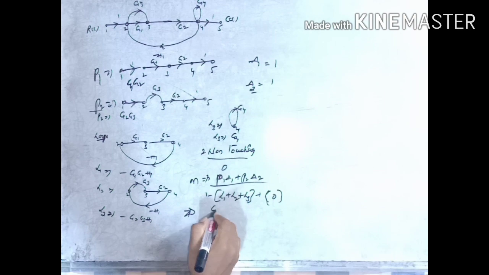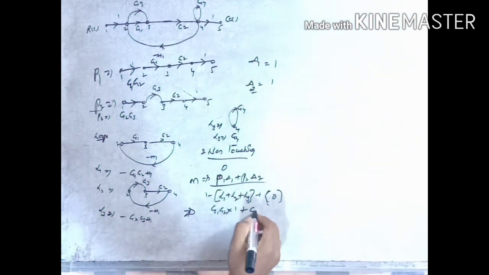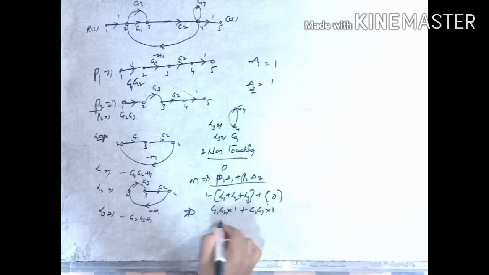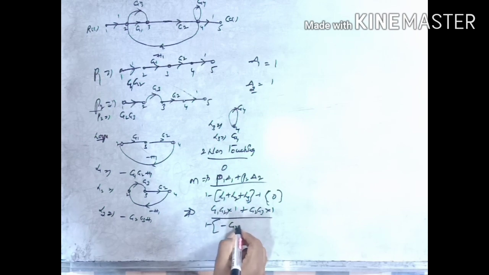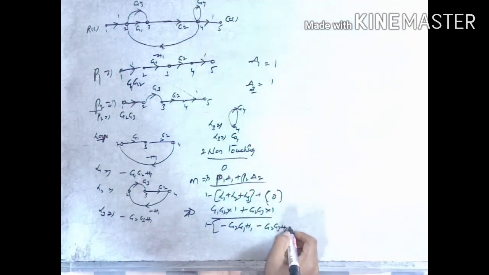Next, P1 is G1, G2. Delta 1 is 1. Plus P2 is G2, G3. Delta 2 is 1. By 1 minus individual loops. L1 is minus G1, G2, H1. Next, second loop is minus G2, G3, H1. Third loop is plus G4.